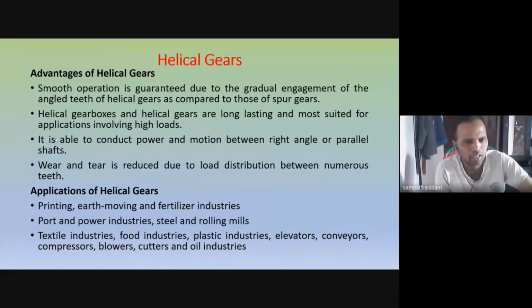And next, coming to the applications, you have your printing, earth moving, fertilizers industries, sport, power industries, steel, rolling mills, textile industries, food industries, plastic industries, conveyors, belts, compressor, blowers, oil industry. Huge applications you have of your helical gears. All automobiles right now we are going with all helical gears itself. Okay, so this is about your helical gears.